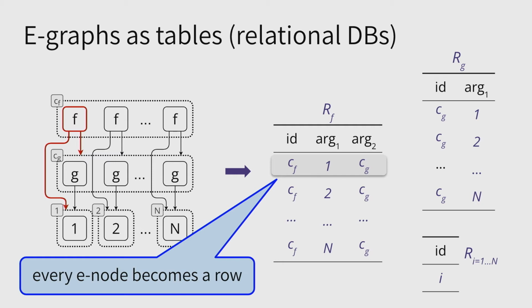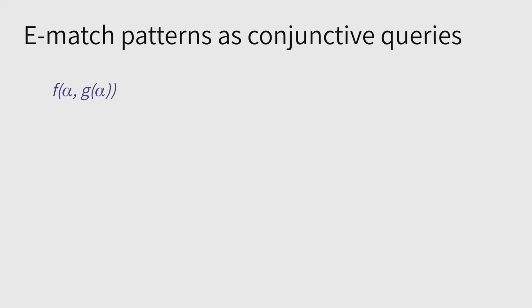So this first F here on the top left gets represented as this row, right? It's in E-class CF, the class for F that we made. Its left argument is in E-class 1. Its right argument is in E-class CG, right? So you're just encoding a table. This is another view of the graph. You just kind of transpose it in your mind with respect to the functions. Not too bad. Is everybody okay with that? Great. So now what do I do with the queries?